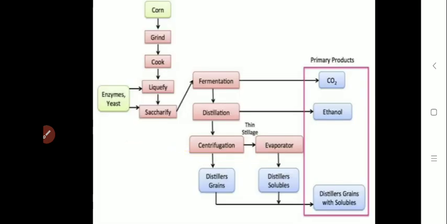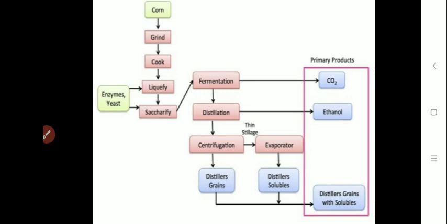Here is another flow sheet in which corn or other starchy materials are used for the production of alcohol. The corn or other malts are soaked. Malting and mashing are done. Grinding, cooking, liquefying, and then saccharifying. Various types of enzymes and yeast strains act on this starchy material, and with the help of the yeast strain the fermentation process is completed.